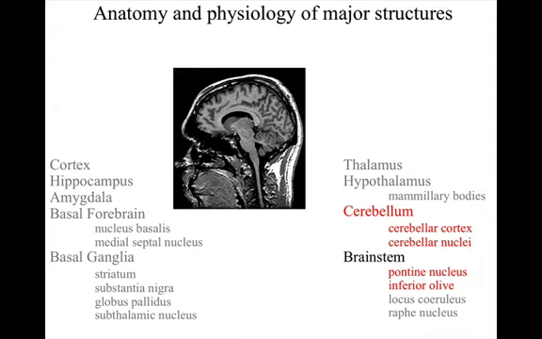And in addition, there's a couple of nuclei in the brainstem, the pontine nucleus and the inferior olive, that are closely interconnected with the cerebellum and can be regarded as part of the cerebellar system.